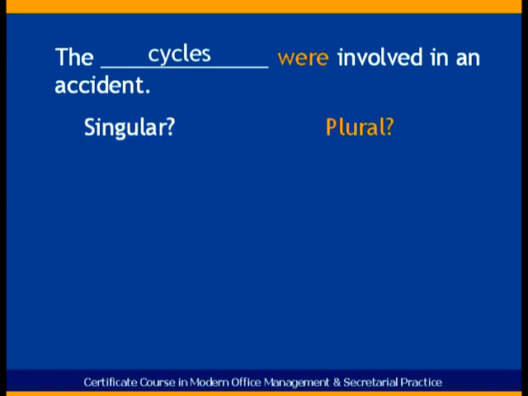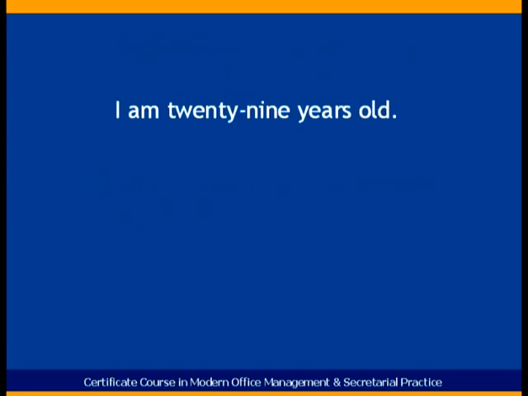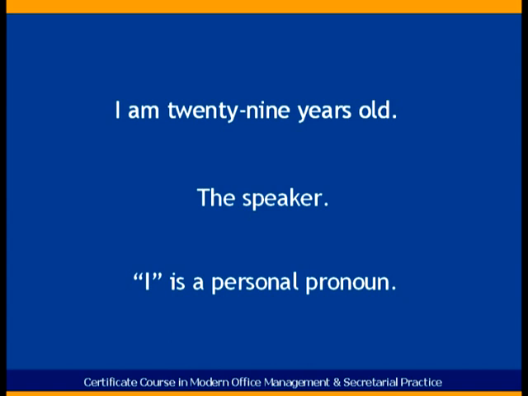In English, as in Hindi and other Indian languages, we have different forms of the pronouns. Remember, pronouns are words that are used instead of specific nouns. For example, look at this sentence. I am 29 years old. Who is 29 years old? The speaker. Obviously, the speaker has a name, but she refers to herself as I. I, therefore, is considered a personal pronoun.